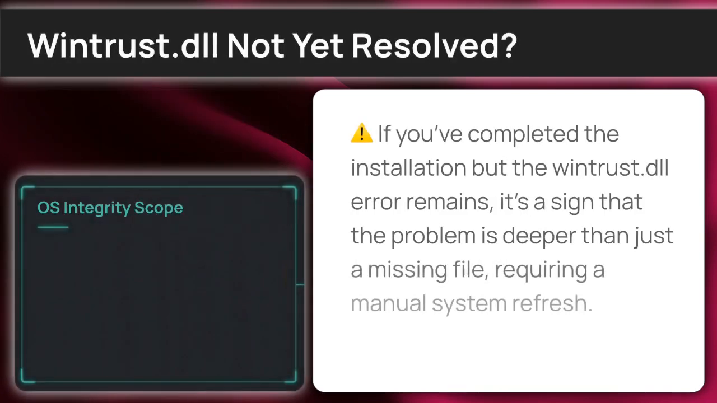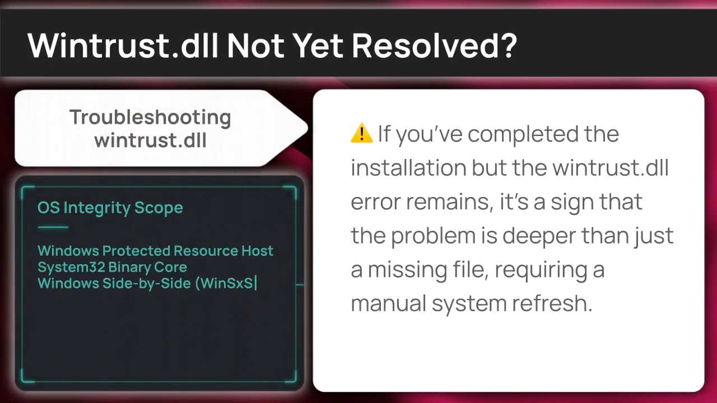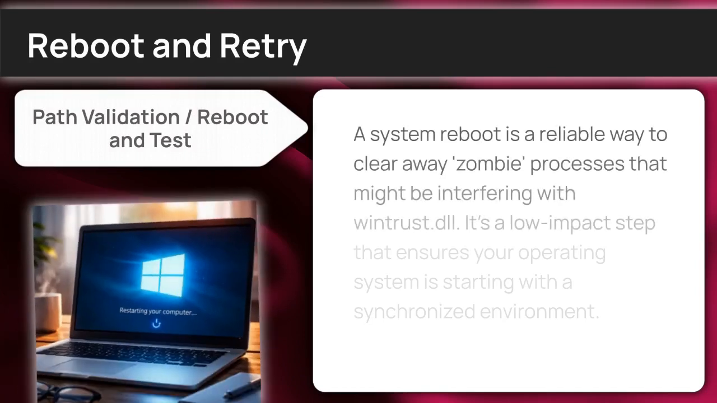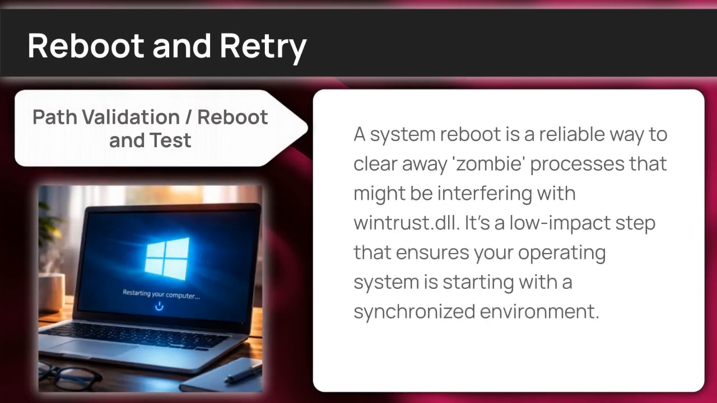If the setup package didn't provide a resolution, we need to look under the hood at how your system handles current session configurations. A full system restart ensures that no background processes are currently locking the Wintrust module file. A fresh boot allows Windows to reinitialize its library map from a clean state.